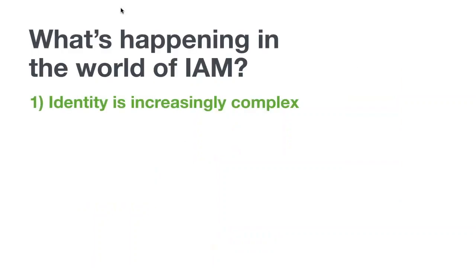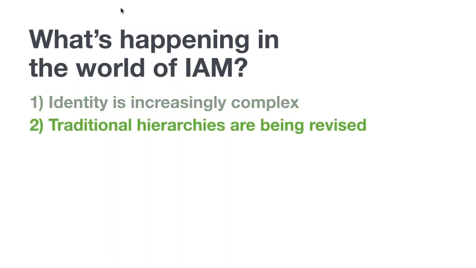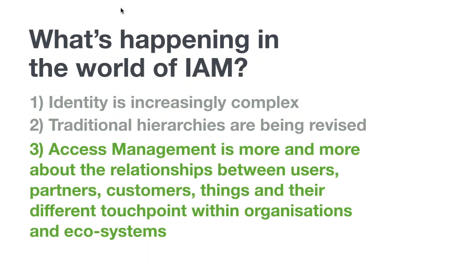So there's a lot of things happening in the world of IAM, and we like to go through some of what we feel are the most important ones. And first, identity is getting increasingly complex. Second, the view of a world that is strictly hierarchical is being revised. And thirdly, what we want to talk about is that access management is more and more about connections and the relationships between users, partners, customers, things, and different touch points within organizations and ecosystems.